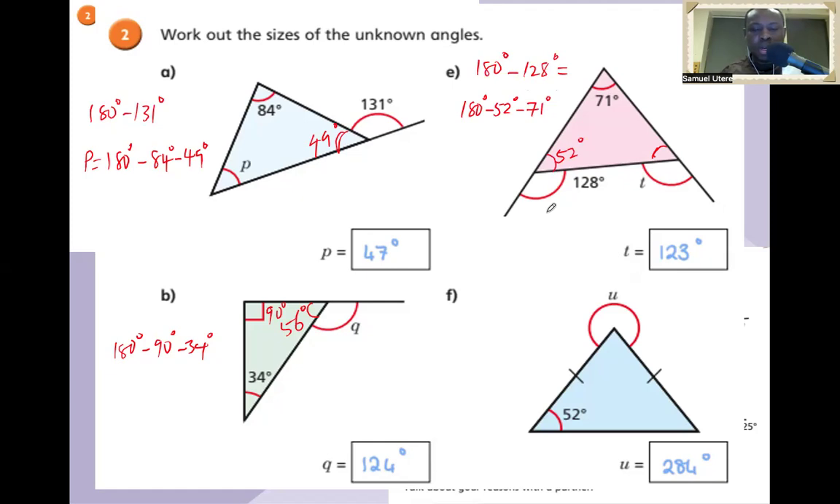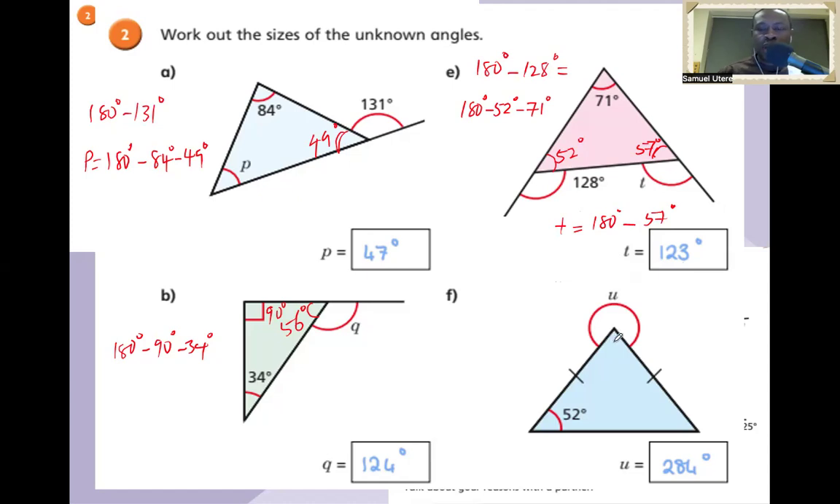So we can do 180 minus 71 minus 52. That gives us 57 degrees here. Now we can see that these angles rest on this straight line. So we can do 180 degrees minus 57 degrees, which will give us 123 degrees. So to get L or T, we did 180 degrees minus 57 degrees.